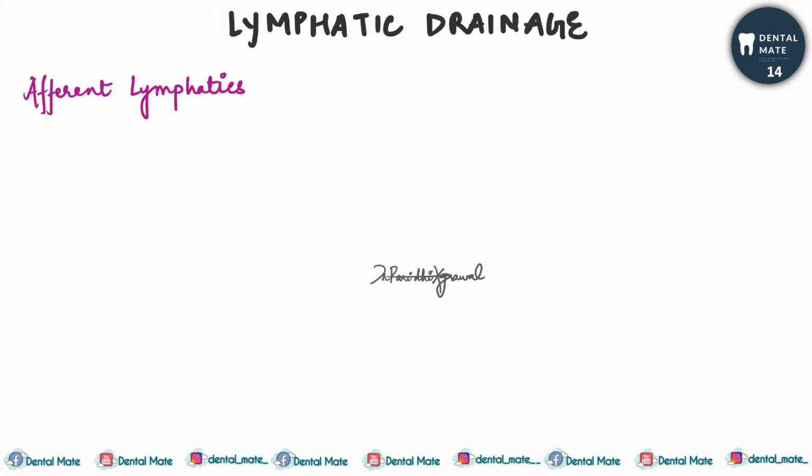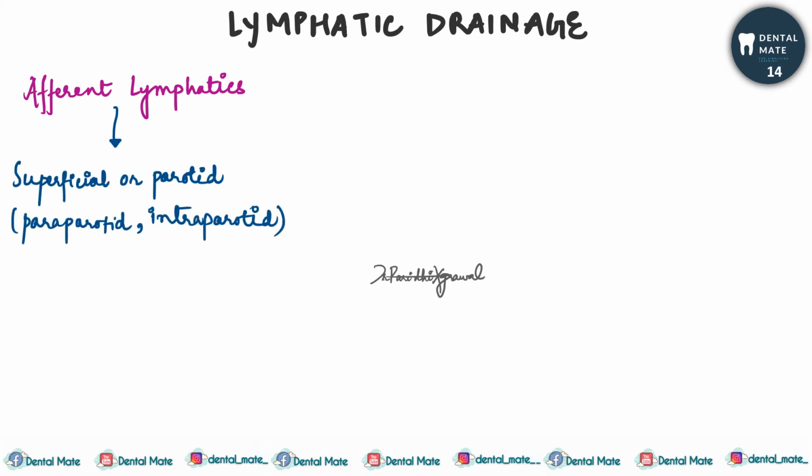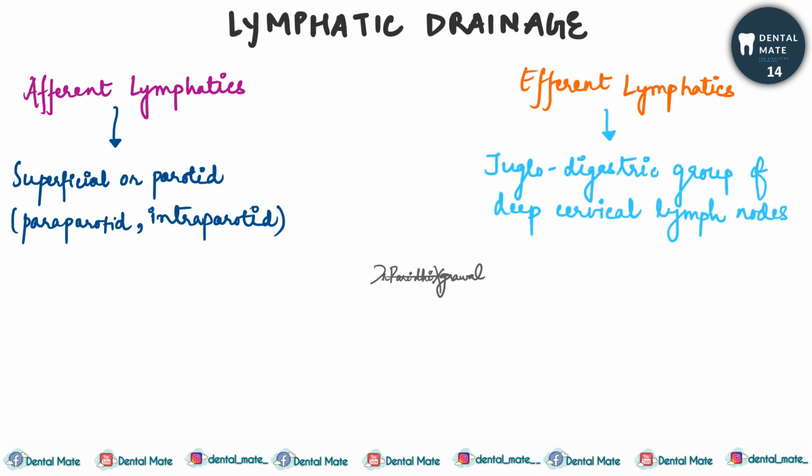Next, if we talk about the lymphatic drainage of the gland, then the afferent lymphatics are drained via the superficial or the parotid group of the lymph nodes, that is paraparotid and the intraparotid group of lymph nodes, and the efferent lymphatics are drained by the jugulodigastric group of deep cervical lymph nodes.